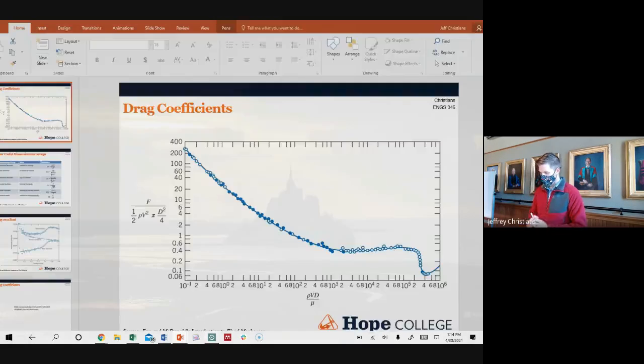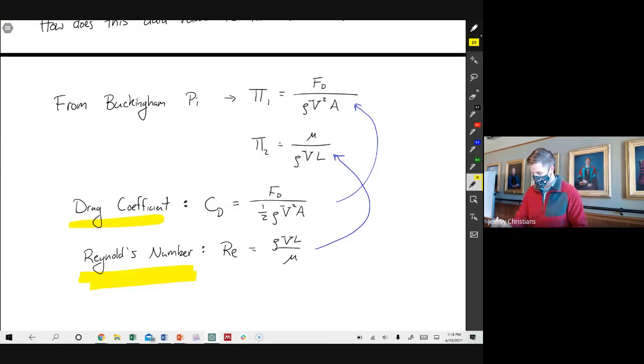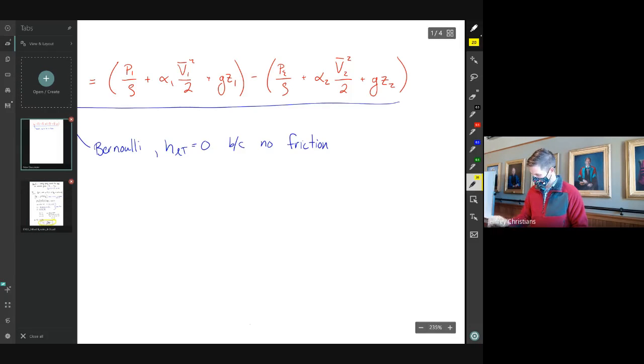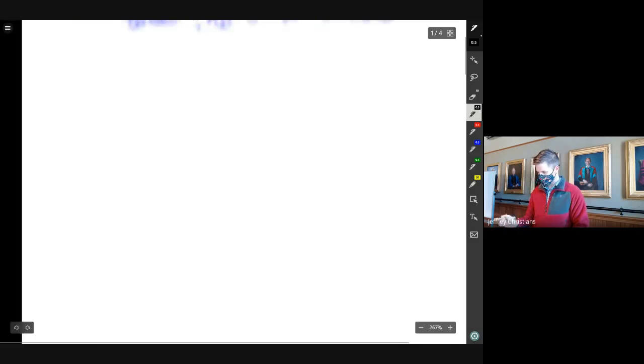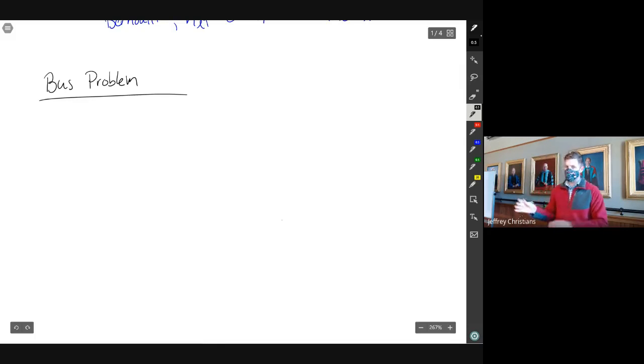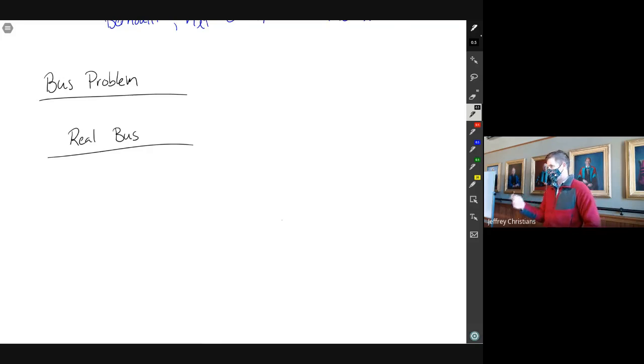So let's look at how that happens for our bus. For our bus, we have these two different systems. We have a real bus and we have a model bus. We know a couple things about our real bus. We know how big it is. We know how big we're going to make it. Maybe we haven't actually made it yet. We know it's 8 feet wide.